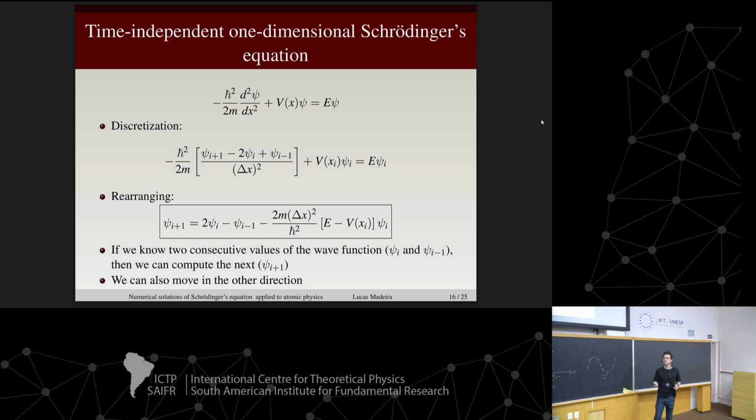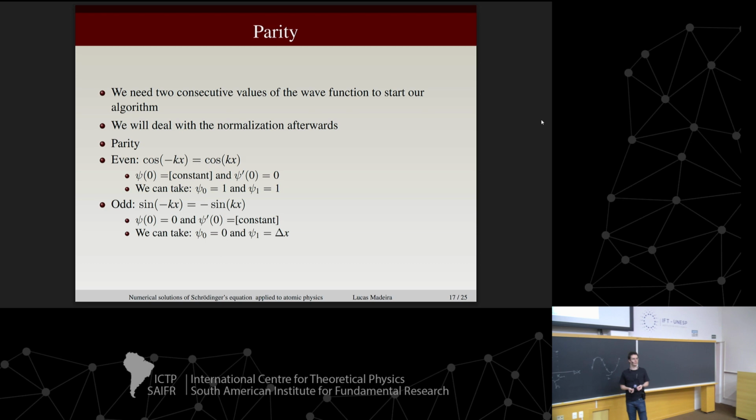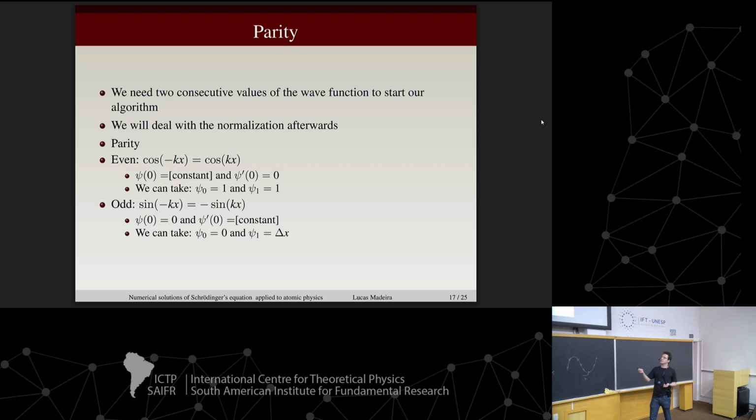So as I said, you need 2 points to start, right? I'm not going to care about the normalization right now. We know that Schrödinger's equation is linear in psi. If I find some solution that solves our problem, a constant times that wave function also solves our problem, it just becomes a matter at the end, you can normalize your wave function at the very end, okay? So, if I don't care about the normalization, let's discuss the parity of the solutions that we had earlier. We had solutions that were even, the cosines, right? And what happens with the cosine? For x equals 0, it has some value, some constant value.